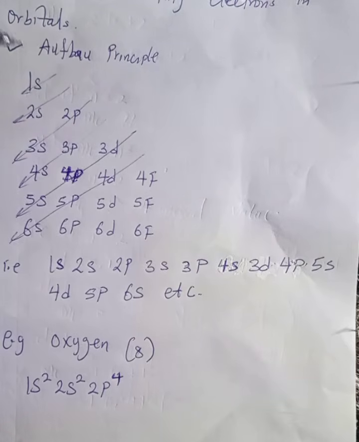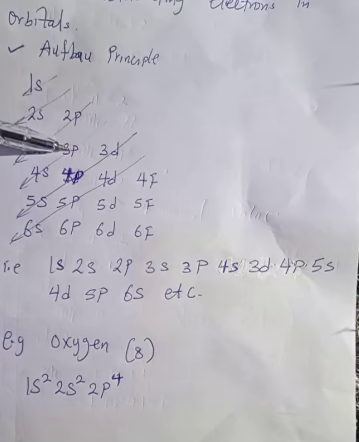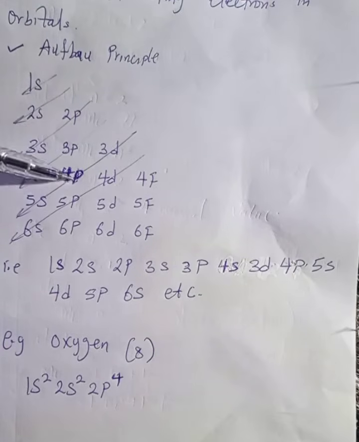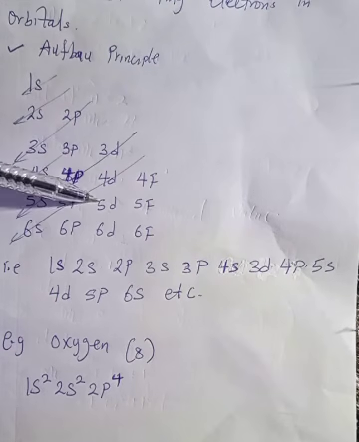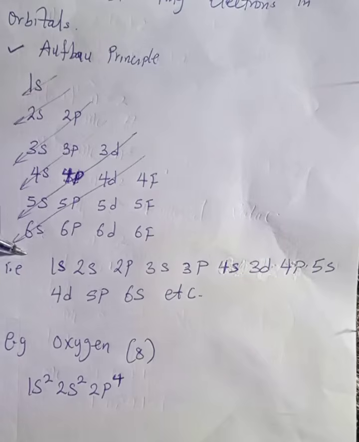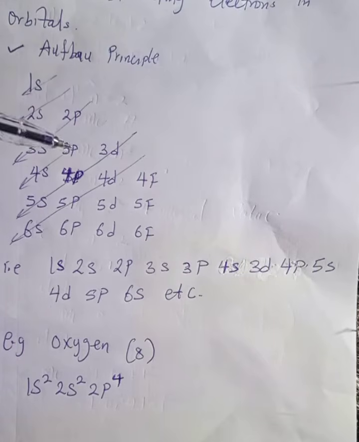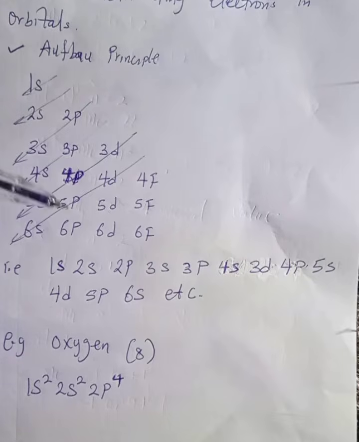Now, if you want to distribute the electrons, you have to do it this way. You have 1s first, then 2s, 2p, 3s, 3p, 4s, 3d, 4p, 5s, 4d, 5p, 6s, 4f, 5d, 6p, 7s, and so on. That's how it is done.